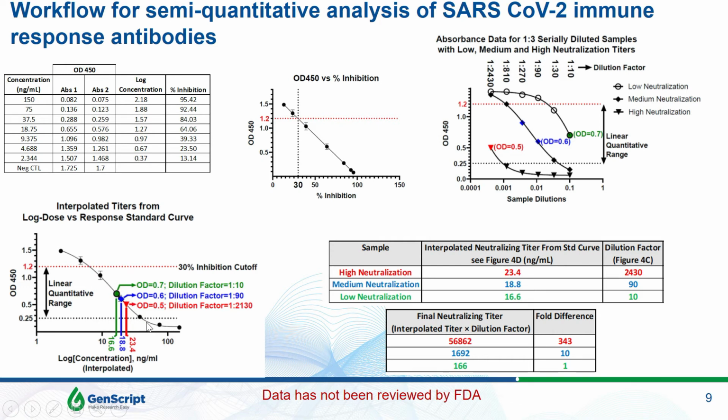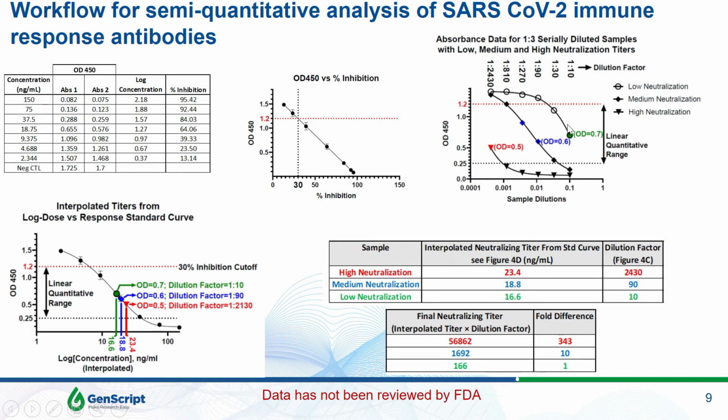So really what we're trying to do is denote the linear quantitative range based on the upper limit, which is at the 30% cutoff, and a lower limit where the curve starts to reach the lower plateau. And we'd like our titers for our actual samples to fall within this linear quantitative range. So then the next step in the process is to serially dilute the samples.